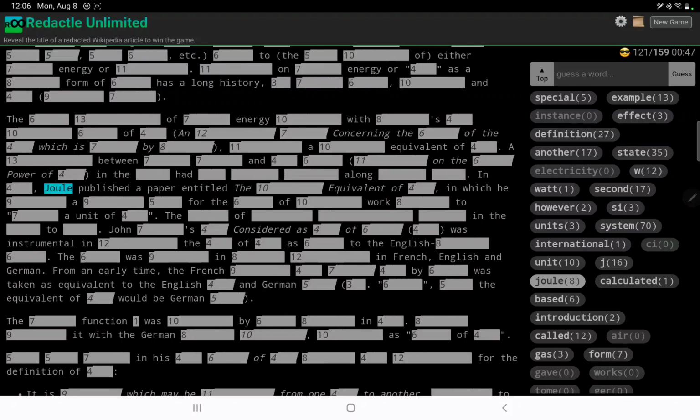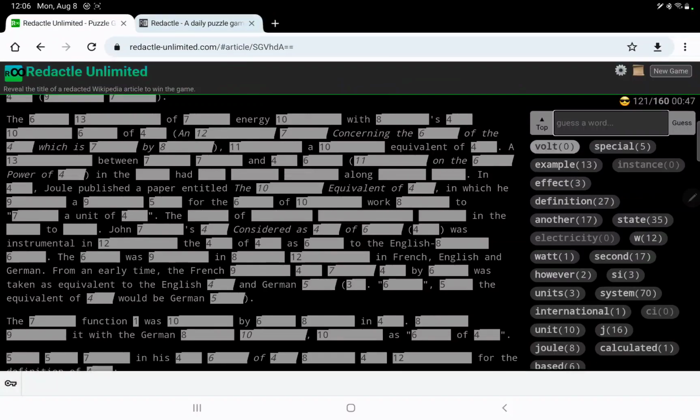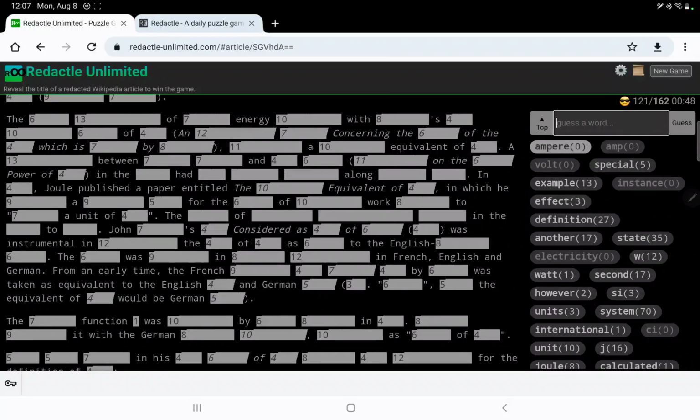What is this 4-letter word? Something to do with energy. Oh, well, how about volt? Oh my, is it going to be volt? No, 0 matches. I got very excited there. Let's look at amp as well. No, ampere. No. Trying to think what else we might have. Well, let's try voltage. Come on, there has to be. No? Okay.